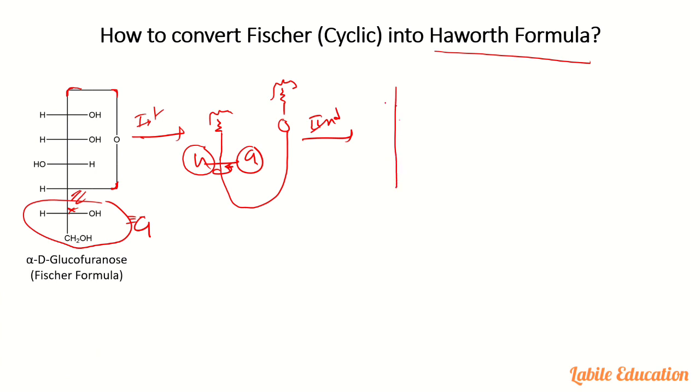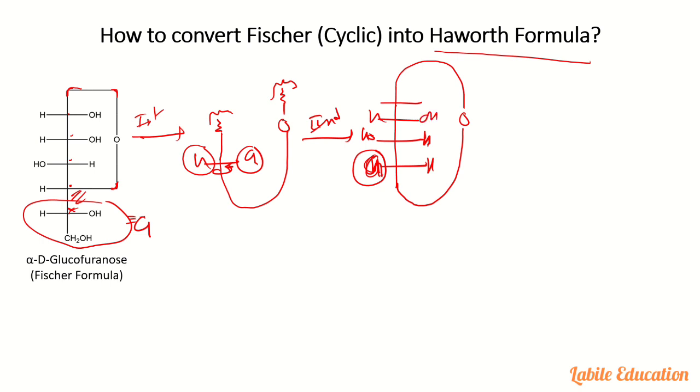What we are doing here, 1 2 3 and 4, and now the ring will be like this, and here this is H, and this is the group, right? And this is the H here after conversion, and the rest will be HOH, HOH, and HOH. Now this can be converted into the Haworth formula.